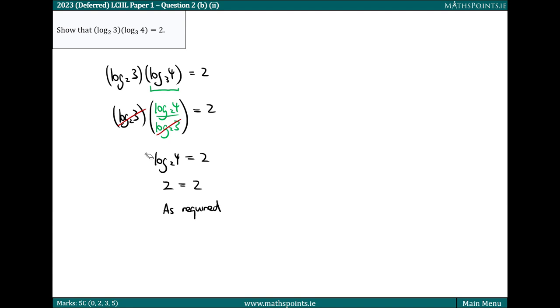Now this idea in this question carries through to part 3 when we have this situation replicated multiple times, and we can divide above and below by lots of common terms and cancel them in a way. So let's have a look at how we go and do that.